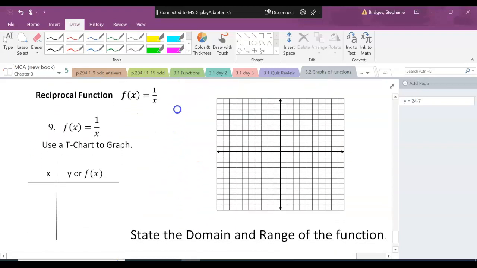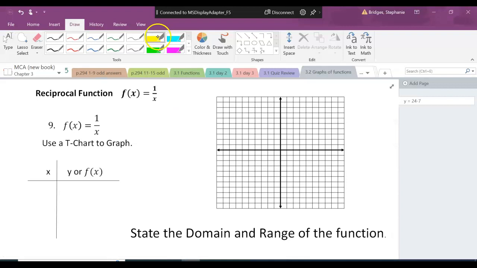All right, last one. Again, same numbers. This is what we call a reciprocal function. I'm going to pick my same 5 values. It's just I'm going to have to deal with fractions. I got to get it as close as I can.